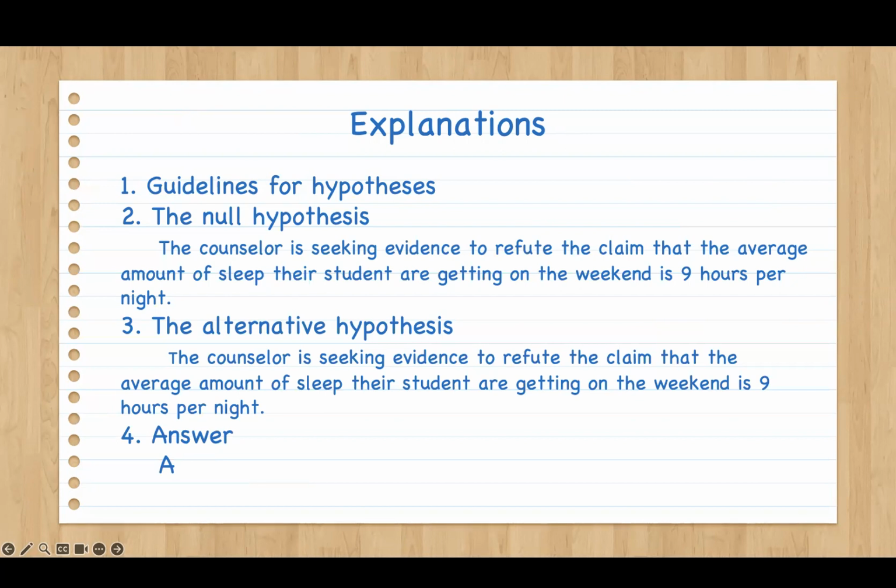Third, the alternative hypothesis is a claim we are trying to find evidence in favor of. In this situation, the counselor tests if the average amount of sleep she heard about holds true at their school. In other words, the counselor is curious if the average at their school is higher or lower than 9 hours. So the alternative hypothesis in symbols would be HA: mu is not equal to 9 hours. So the correct answer is A.